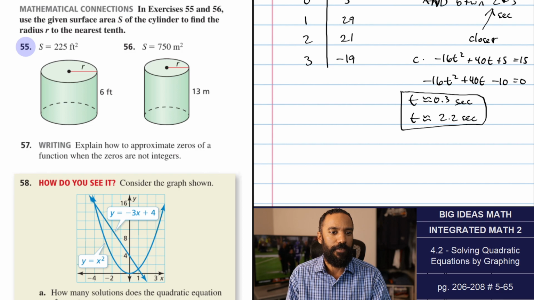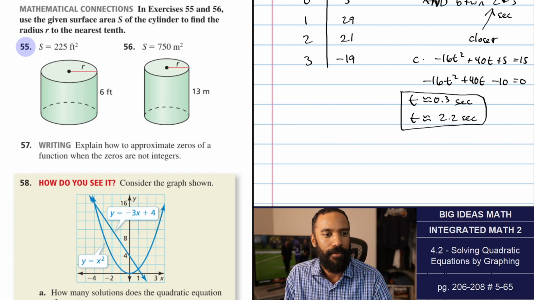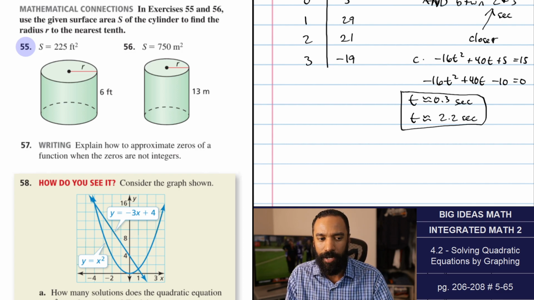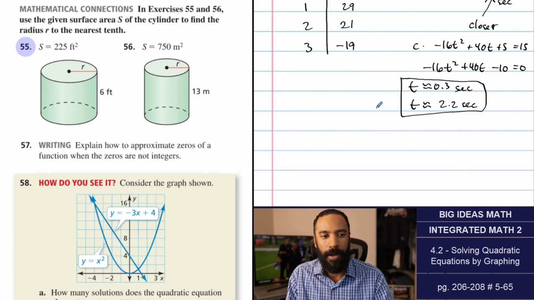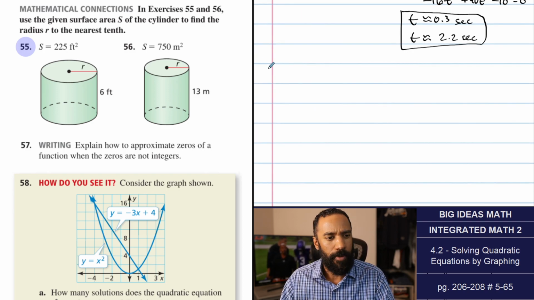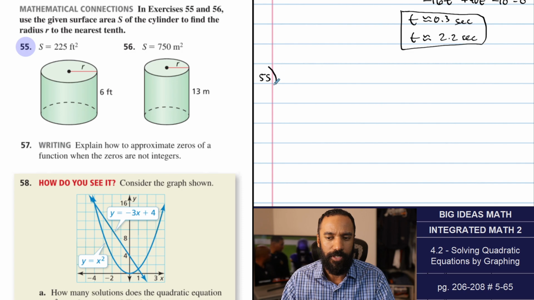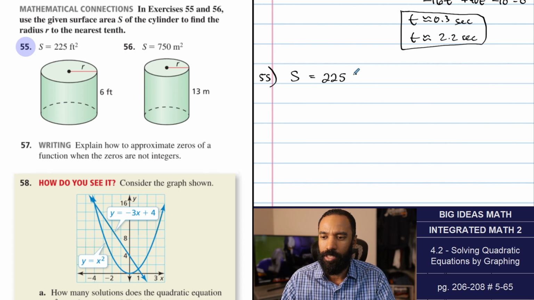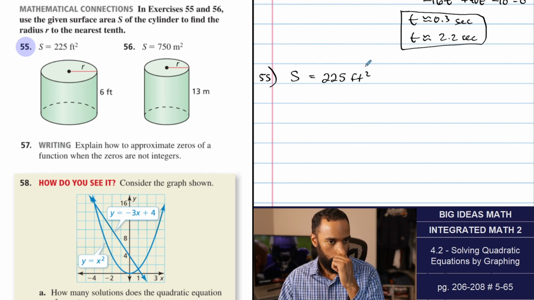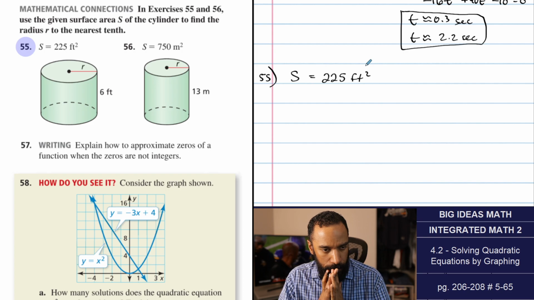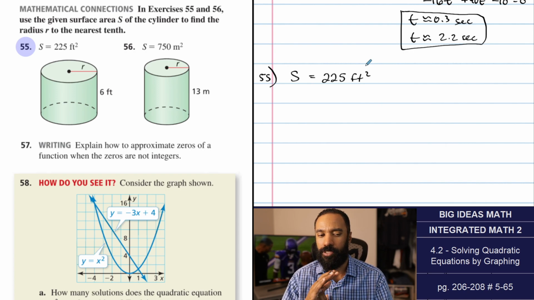Okay, let's go to numbers 55 and 56. Use the given surface area S of the cylinder to find the radius r to the nearest tenth. Are we supposed to know surface area formulas at this point? S equals 225 square feet. I guess you're supposed to know surface areas at this point.